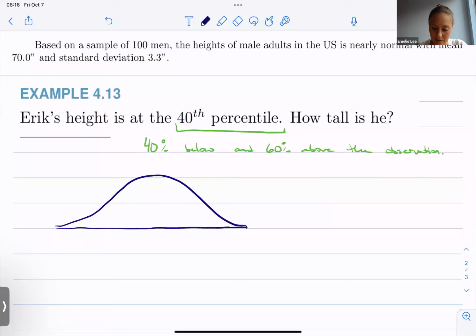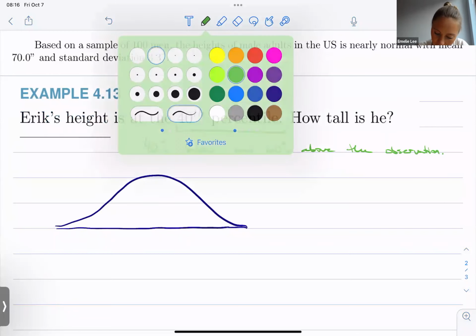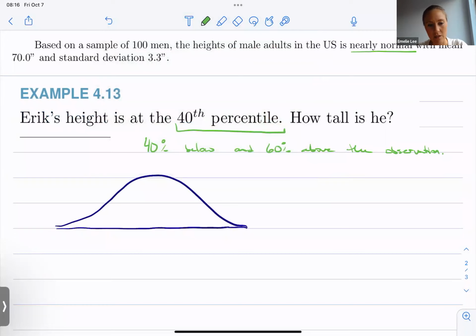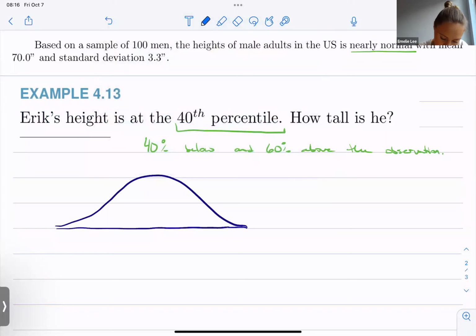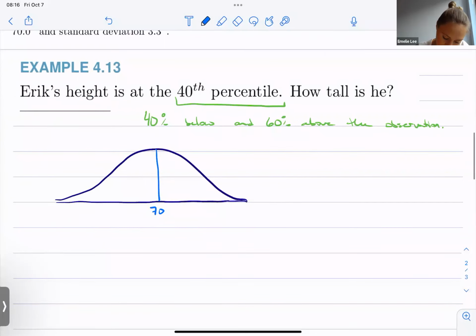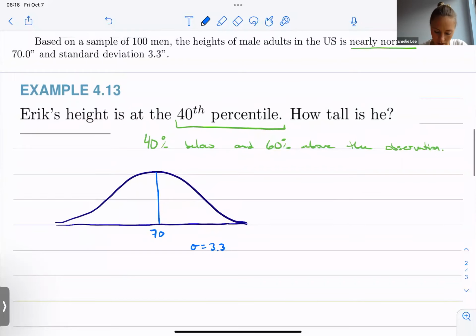So we've got the nearly normal part, and let's put the mean of 70. We know the mean is 70 and the standard deviation is 3.3, and I just jot that down. Maybe it's helpful in the beginning if you write mu equals 70, but as you've probably noticed, I drop the mu because it's obvious if it's in the center.